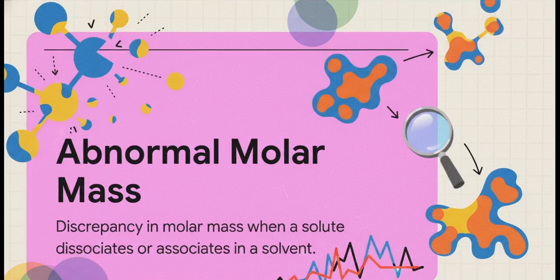Right, so when those ideal conditions aren't met, we get what's formally known as an abnormal molar mass. Since colligative properties depend entirely on the actual number of particles swimming around in the solution, any solute that breaks apart into multiple ions, or clumps together into larger molecules, is going to totally mess up that total particle count. That change heavily influences the experimental colligative properties, which throws our expected molar mass completely out of whack.